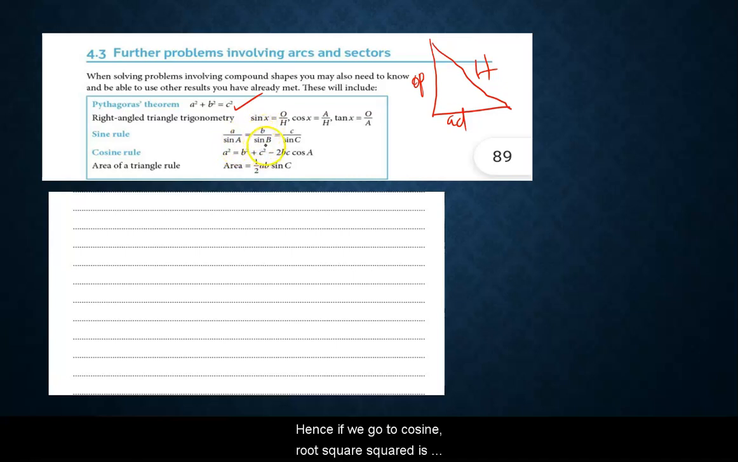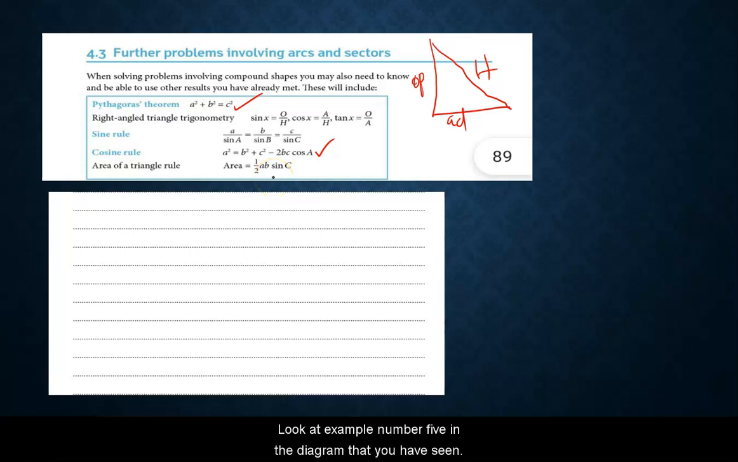Hence, if we go to the cosine rule, a squared is simply b squared plus c squared minus 2bc cos A. You can watch my previous video on how we derive this formula. It is a year 11 specification. Here in year 12, in this particular specification, we are not allowed to derive this formula. Again, the area of a triangle rule: area equals half ab sine C. So we need these formulas now in the next exercise.